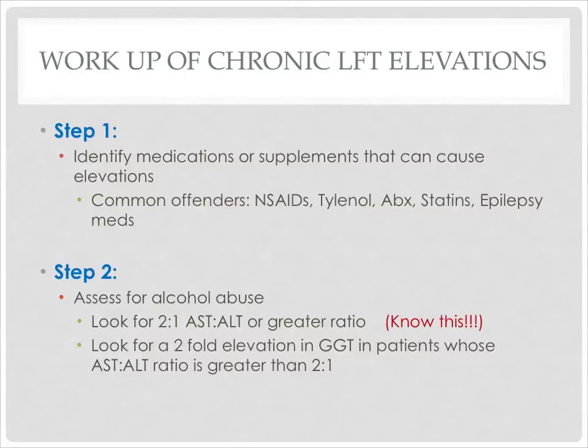In addition, you could get a GGT. And if that GGT is elevated, as we mentioned earlier, that also is going to help point towards alcohol. So once again, if you're seeing an AST that's 2 times greater than your ALT, and you accompany that with an elevated GGT, then alcohol could be the cause of your elevated liver enzymes. You need to know that. That's real important, okay?